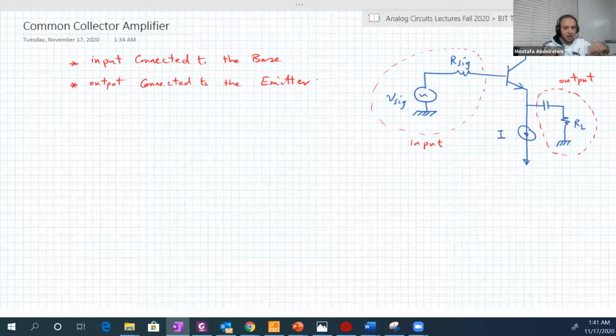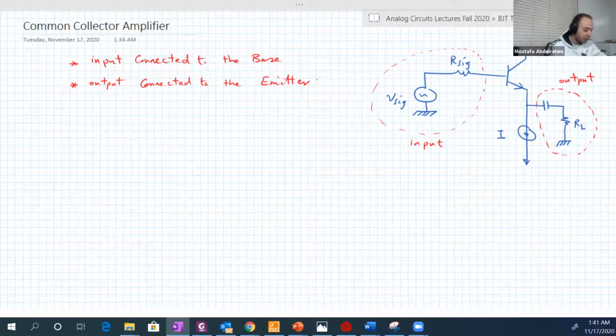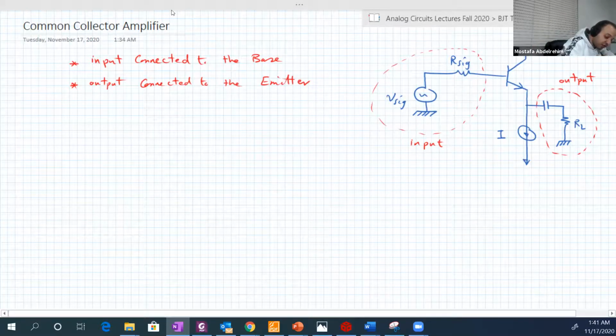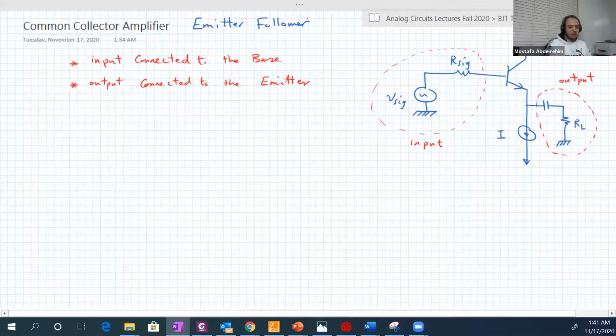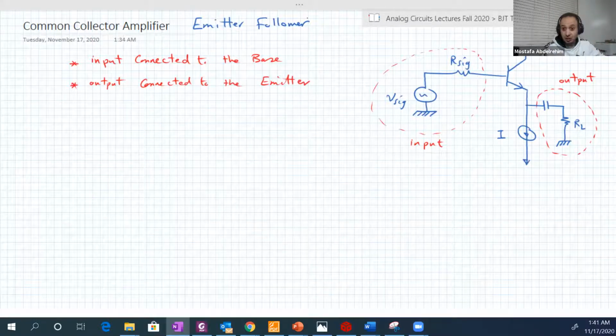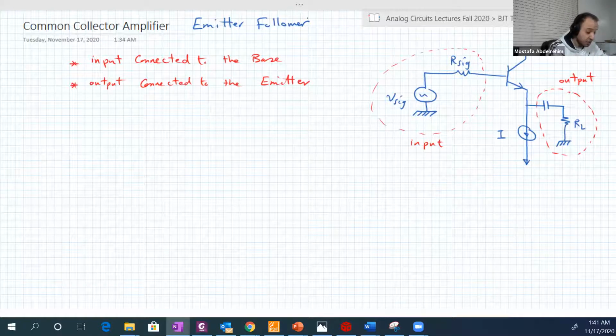This circuit has also another name, and by the way, this is the most famous name rather than common collector amplifier. It's also called emitter follower. We're going to know the reason behind this naming after we make our analysis and find out the voltage gain of this new circuit. Good. So let's get the AC equivalent circuit of that circuit here.